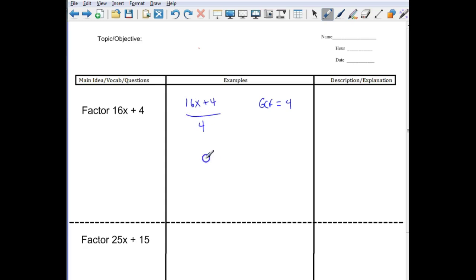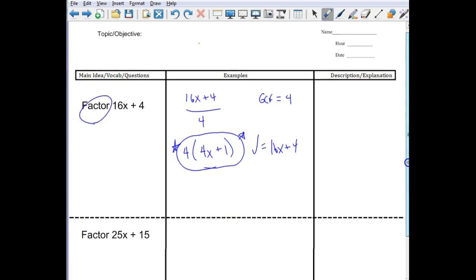Look what happens. 4 goes in front because that's the factor. 16x divided by 4 would be 4x, plus 4 divided by 4 is 1. And there's your solution right there. If you go ahead and check it, you would see that that equals 16x plus 4. And again, remember this circled part, that is your answer when you're asked to factor.